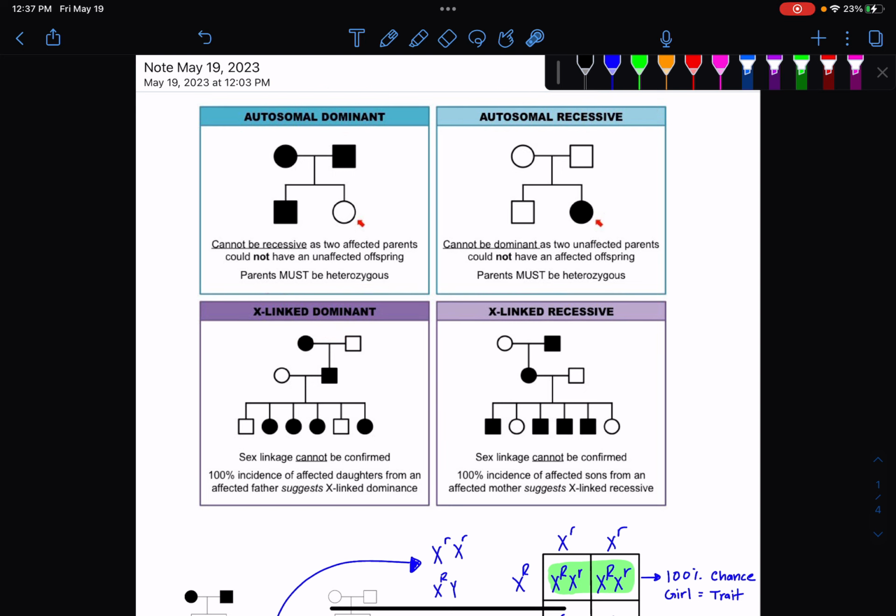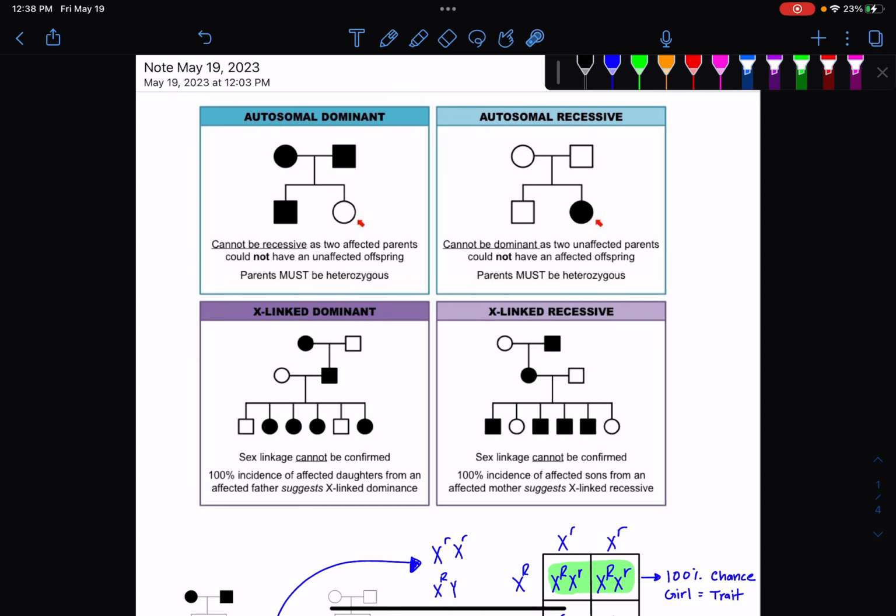So we'll start with autosomal dominant. The way you tell with this one is you have 2 affected parents, and they actually produce an unaffected child. Well, why does that tell us it's dominant? The reason is because if they were recessive, it would be impossible to have an unaffected child.